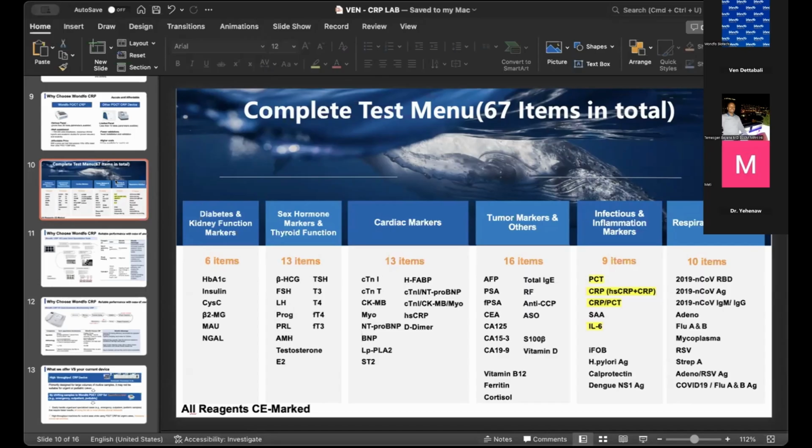So just to summarize, this is subdivided into six categories. We have diabetes and kidney function markers. We have sex hormones and thyroid function. We have cardiac markers. We have tumor markers. We have infectious and inflammation markers. And of course, our parameters for respiratory infection.